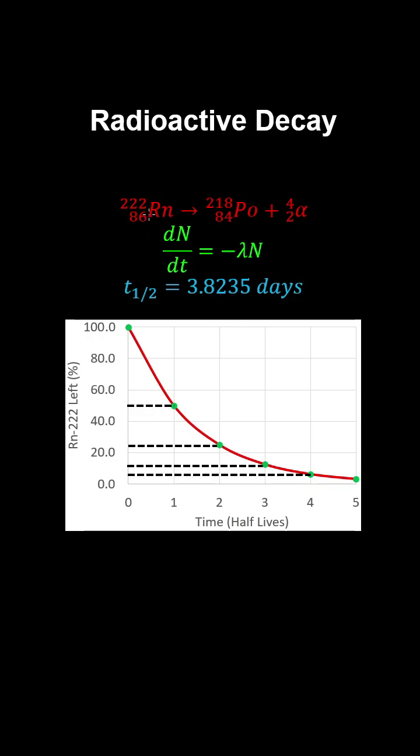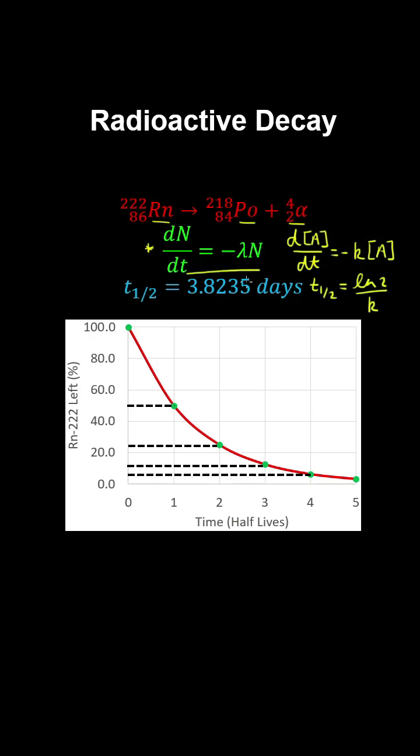So in this example, a nucleus of radon-222 decays into polonium, and an alpha particle, or a helium, is shed from the nucleus of radon. So this radioactive decay can be modeled using a first order differential equation, which is similar to the differential equation for a first order reaction, where we derived the half-life.